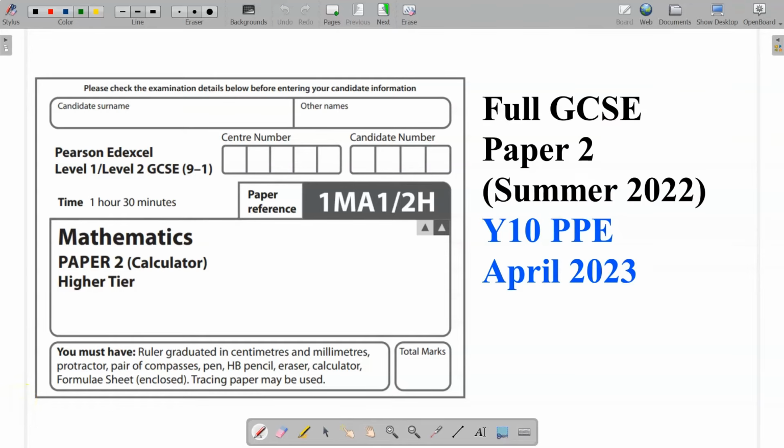This is a full GCSE Paper 2 from the Summer 2022 series. It was used for the Year 10 PPEs in April 2023.